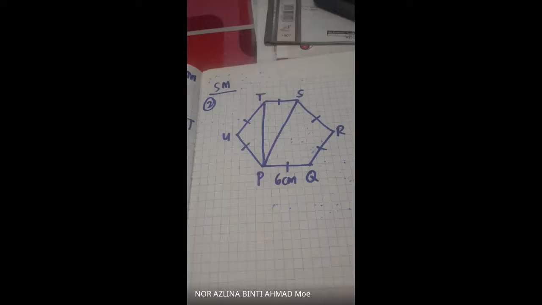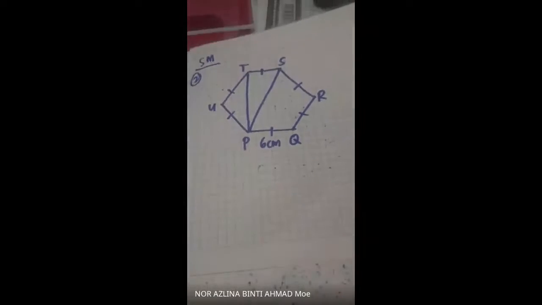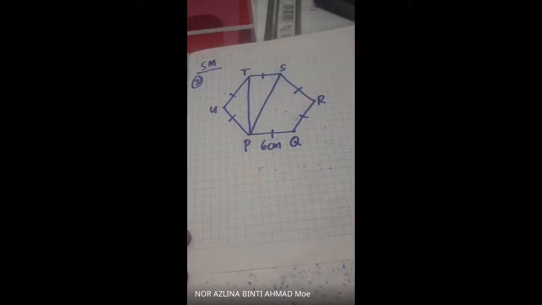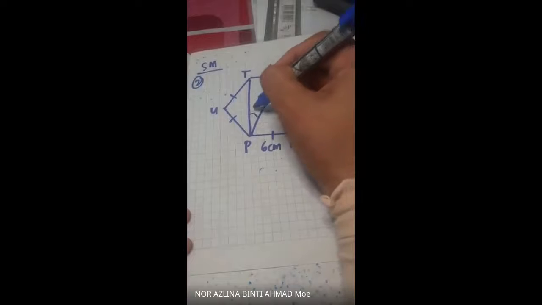Calculate. For number 2, which question do you want me to discuss? 2A, B, C or D? Okay, 2B. Angle TPS. Angle PTS. Okay, here, this angle.